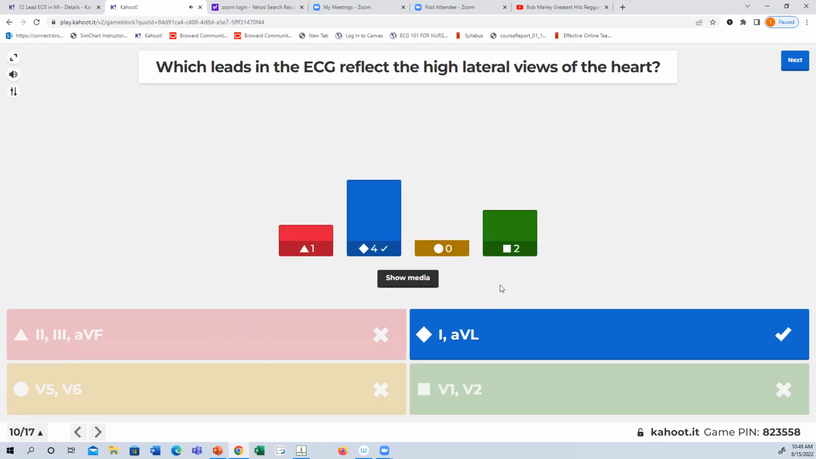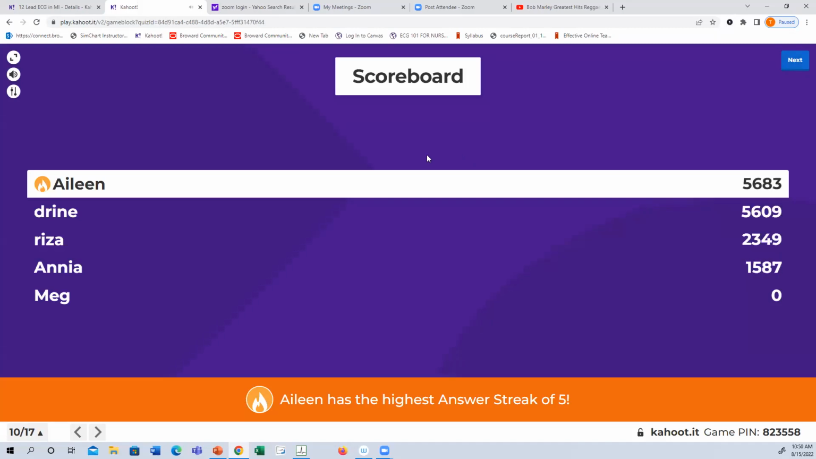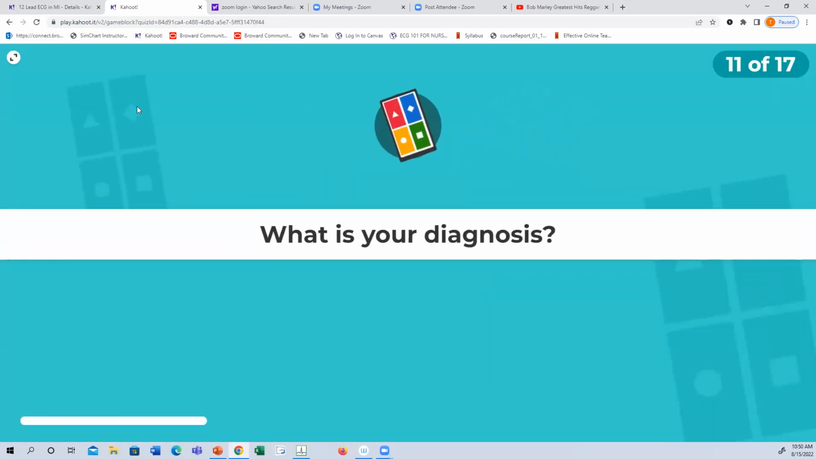Okay, so everybody got that correctly. Leads 1 and AVL are going to be your high lateral wall. Eileen, Drine, Risa, Ania, Meg, again, and Eileen has the highest streak.